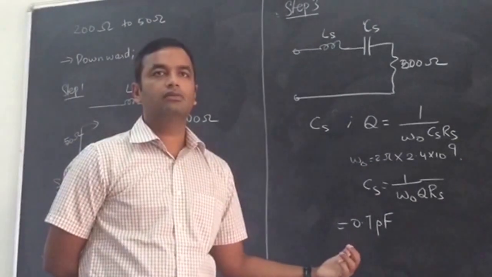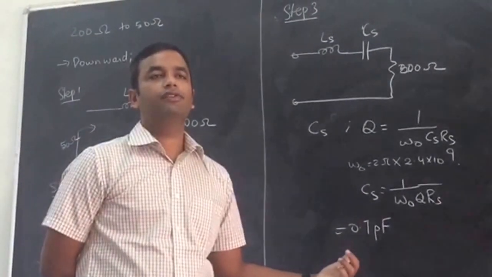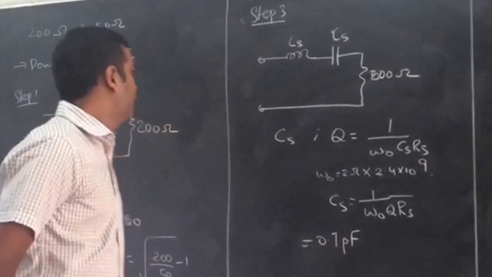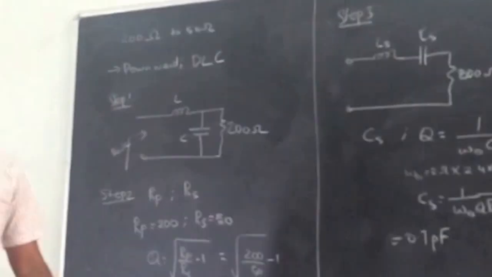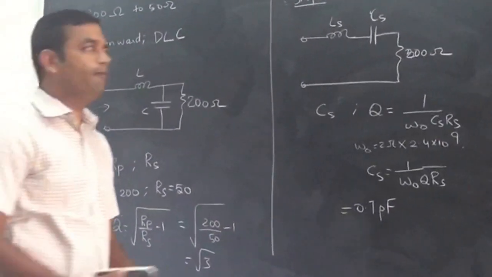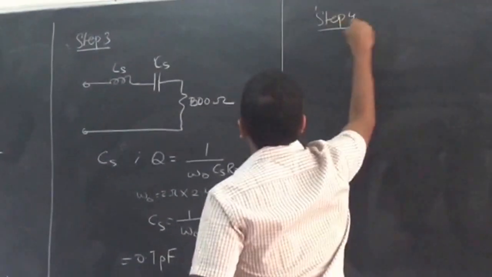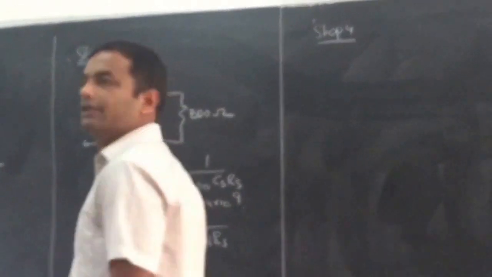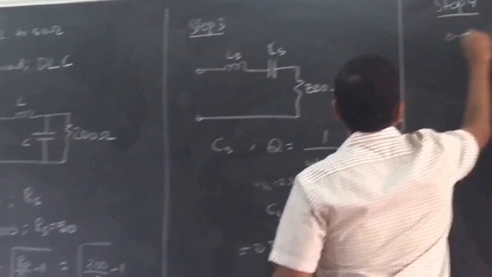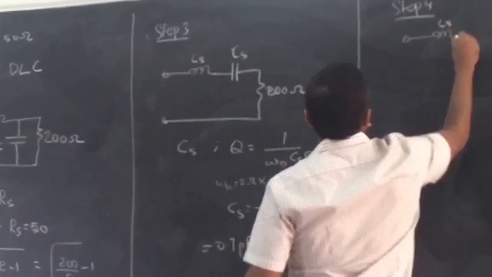Can you get it? Yes or no? So, what is the next step? What is step 4? Convert the original circuit. So what do you do at LR? LS.